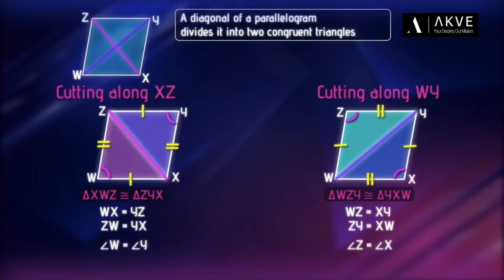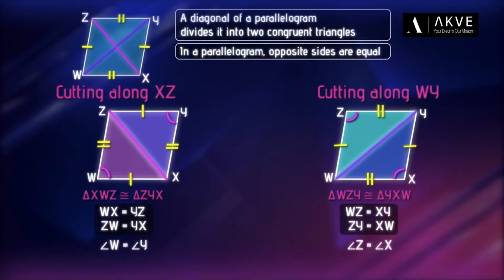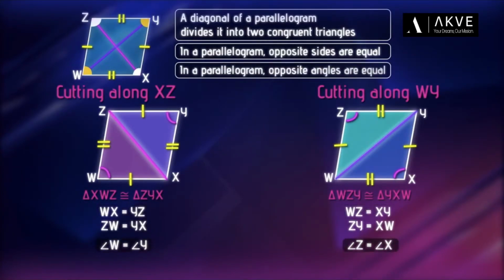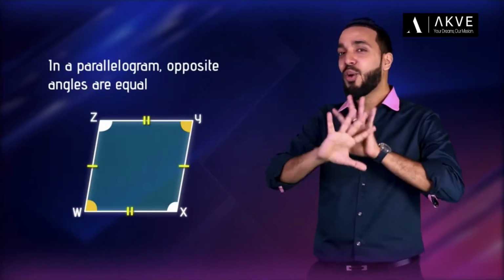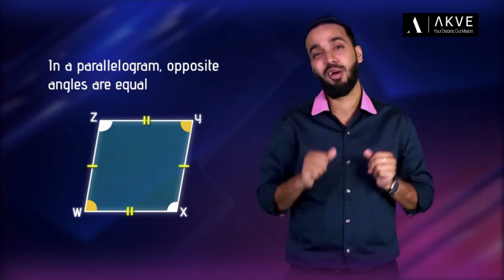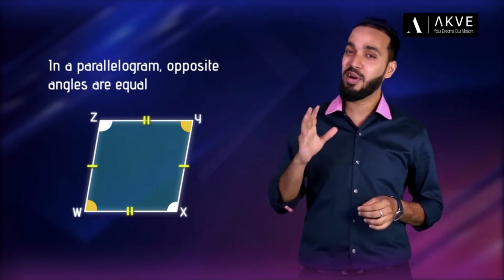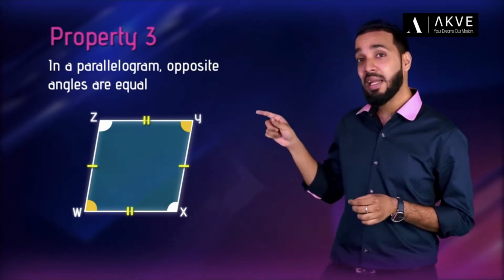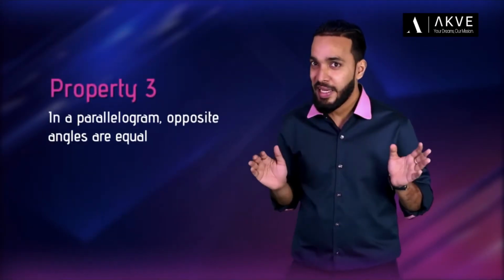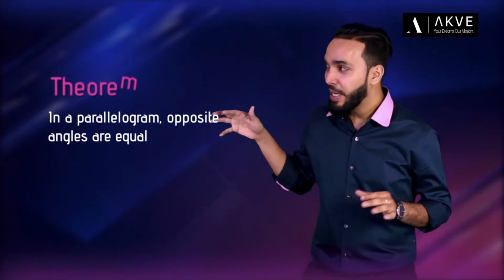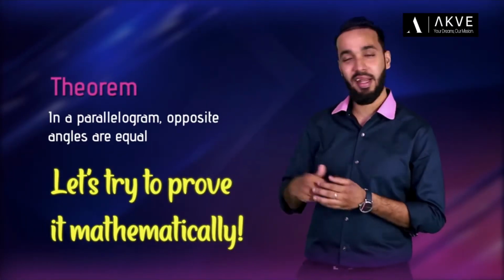The triangles are congruent, the opposite sides of the parallelograms are equal, and the opposite angles of the parallelograms are also equal. This makes it obvious that the opposite angles of all parallelograms are equal. There you have it, our third property. In a parallelogram, opposite angles are equal. So, considering this as a theorem, let's try to prove it mathematically.